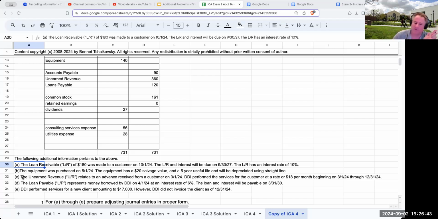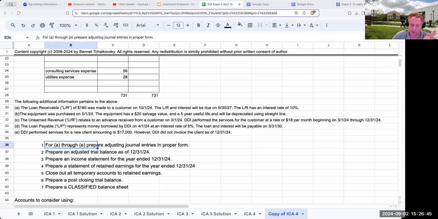But what's going to be different about this question is we are going to prepare adjusting journal entries. We're going to prepare an adjusted trial balance. We're going to prepare an income statement, prepare a statement of retained earnings, close out the temporary accounts to retained earnings, do a post-closing trial balance, and then prepare a classified balance sheet.